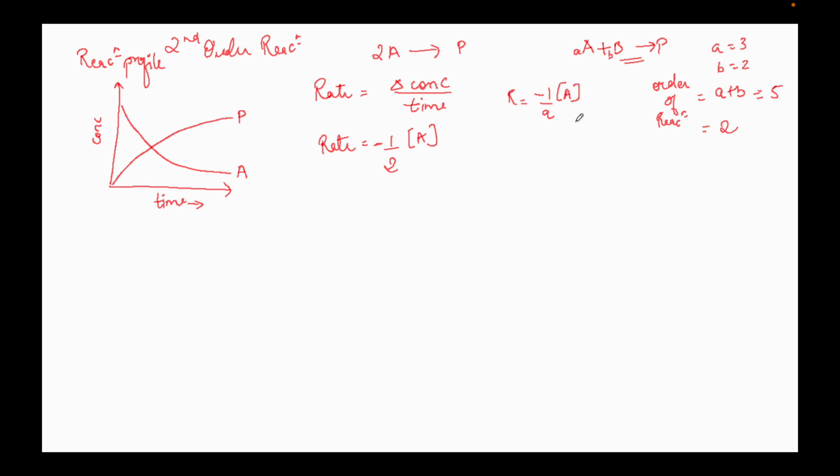Our rate will be minus 1/A, the difference in the concentration, and this difference in the concentration can be denoted by delta, right? A small difference can also be denoted as a small d. Okay, a small d can also be denoted as a delta. Apart from this, we also know rate is directly proportional, right?